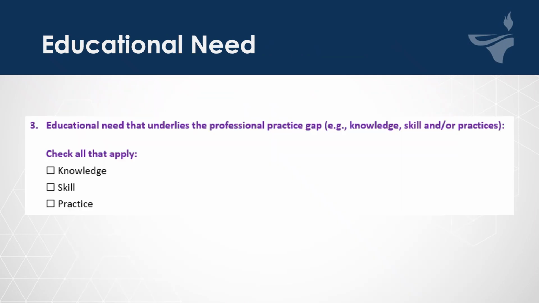So what is the educational need that underlies the professional practice gap, which will fall into one of three categories: knowledge, skill, and/or practice? It is important to note that the underlying educational need should align with the professional practice gap. This can be a simple one-word response of knowledge, skill, or practice, but should be supported by the professional practice gap and the evidence to support the professional practice gap and desired learning outcomes. Tip: reflecting on these questions will guide the nurse planner and planning team to choose the applicable underlying needs. Why do learners need this education?